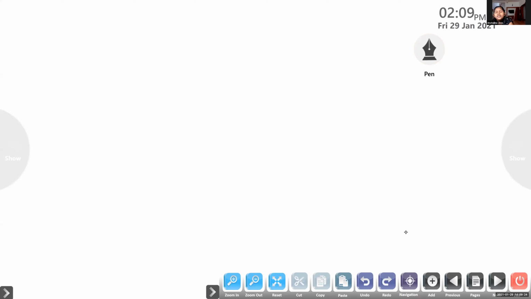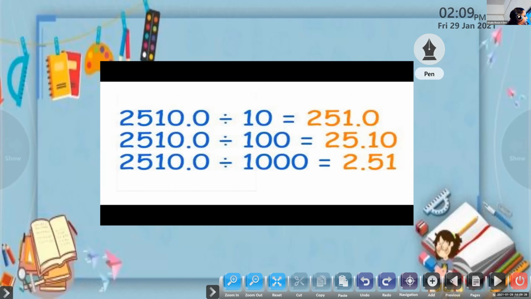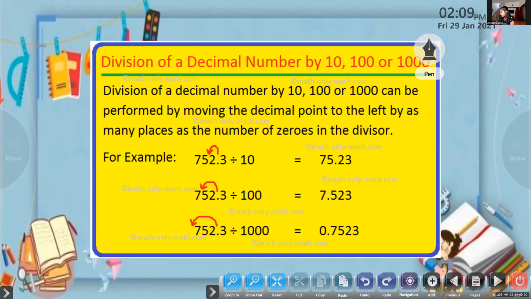Now we are going to start with division. Okay, ma'am. Ma'am, today we are not doing workbook exercises. We will do them after this division. Okay, children, division of a decimal number by 10, 100, 1000. Yesterday we already did this. Here we have a decimal point.